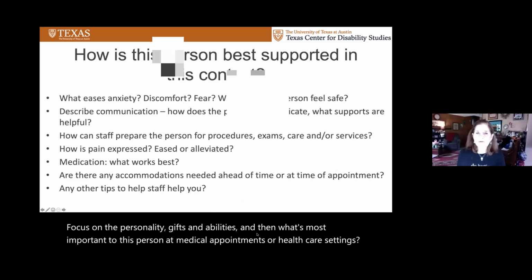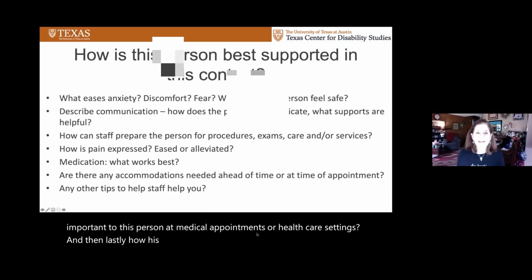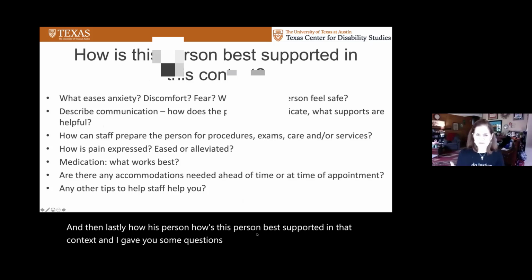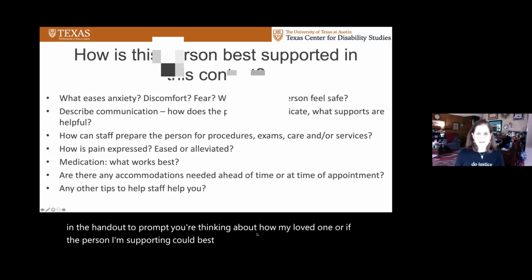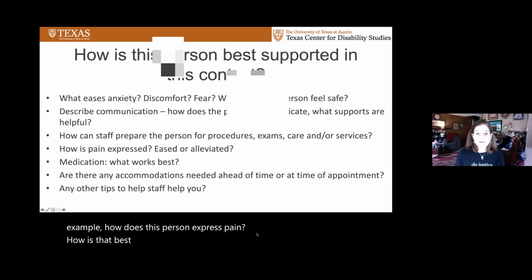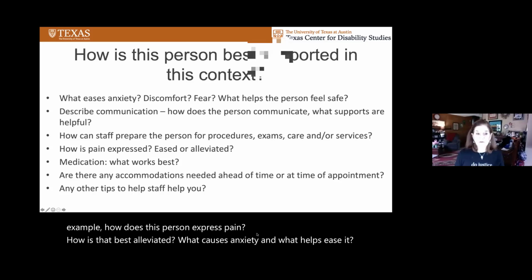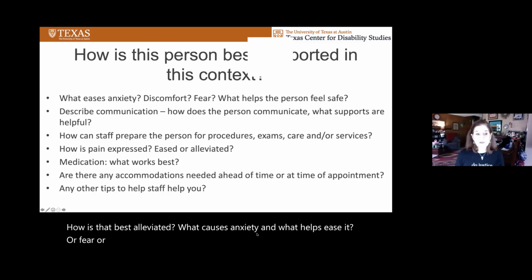And then lastly, how is this person best supported in that context? And I gave you some questions to prompt your thinking, and this is in the handout, about how my loved one or the person I'm supporting could best be supported in this setting. For example, how does this person express pain? How is that best alleviated? What causes anxiety and what helps ease it? Or fear or discomfort? How does this person communicate? What supports are helpful, etc.